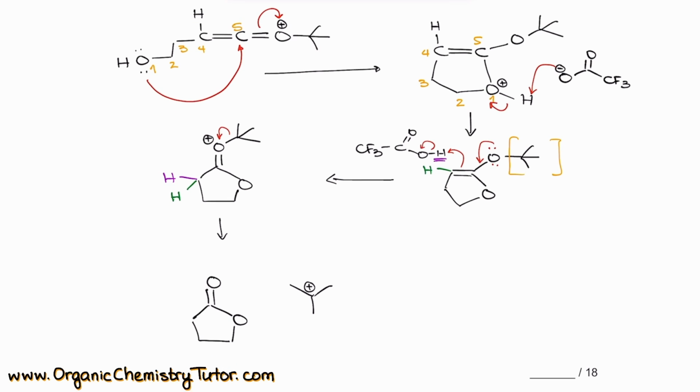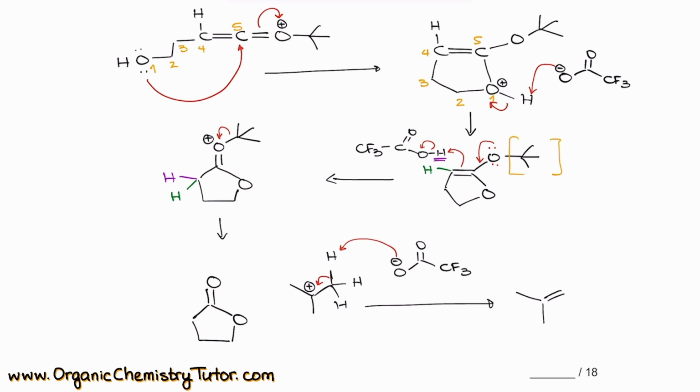Okay, it's a little bit off the screen. Let's pull it up a little bit like that. And the last bit for us would be to pull one of these protons off. Again, we can use our trifluoroacetic acid as our conjugate base over here. So this guy comes in, pulls the proton off, and that gives us the second product here, which is an alkene that's going to fly away.